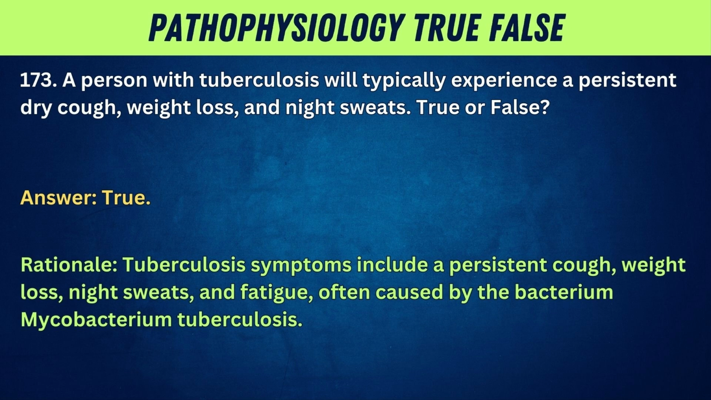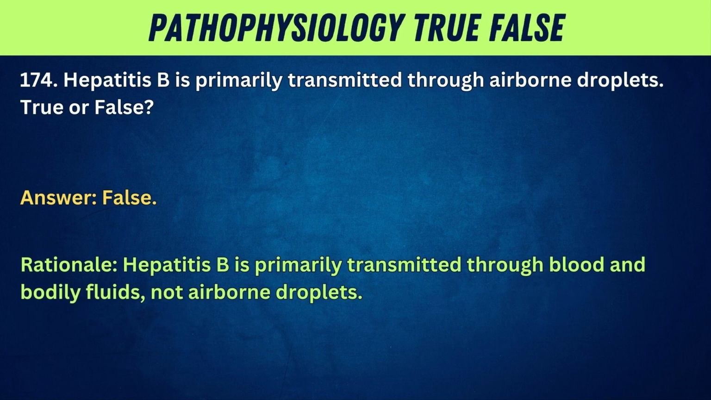True or false? Answer: true. Rationale: tuberculosis symptoms include a persistent cough, weight loss, night sweats, and fatigue, often caused by the bacterium Mycobacterium tuberculosis. 174. Hepatitis B is primarily transmitted through airborne droplets. True or false? Answer: false.